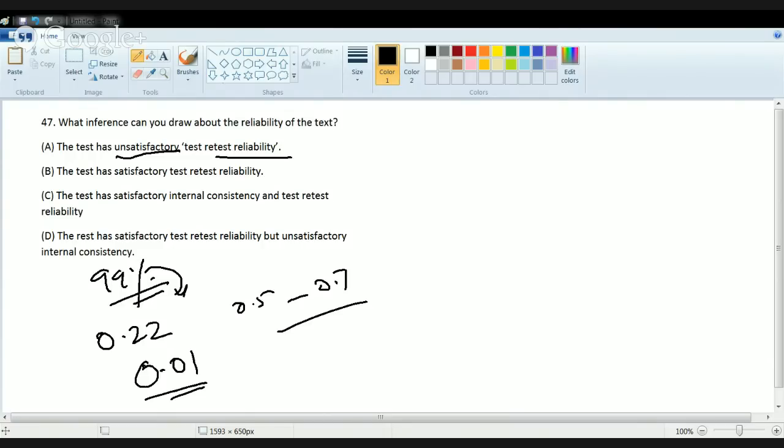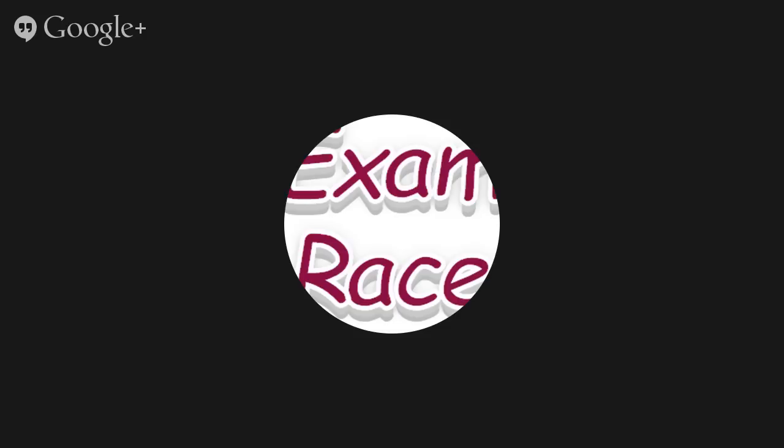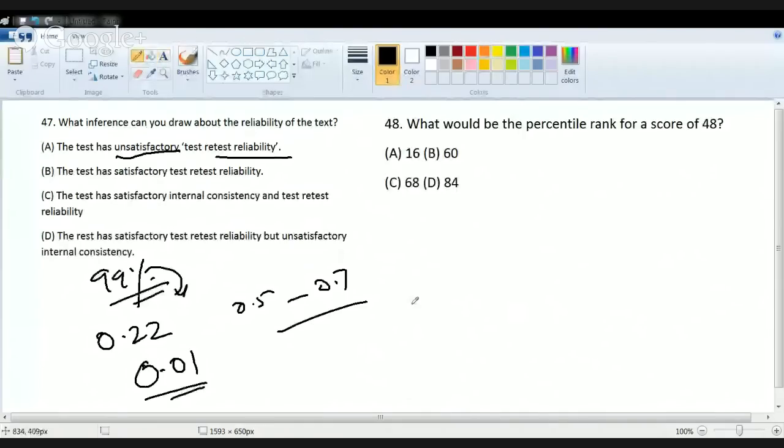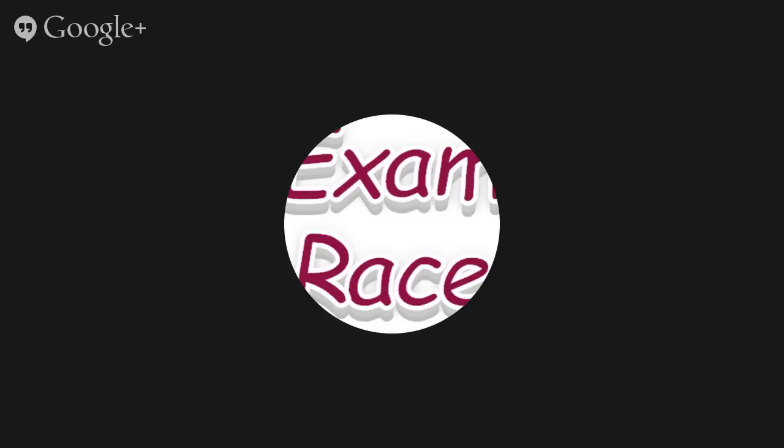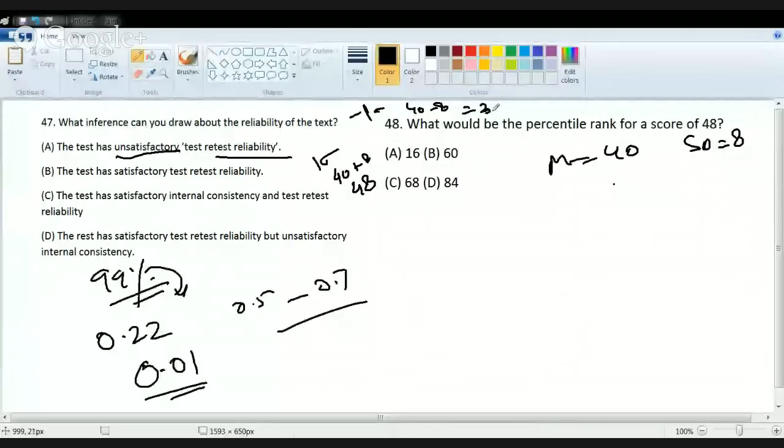Now again, here is a question on calculation of a percentile score, the percentile rank of 48. As we know, it is mentioned in the question that the mean is 40 and the standard deviation is 8. That means one standard deviation above would be 40 plus 8, so 48, and one negative standard deviation would be 40 minus 8, that is 32. This is a very simple question.